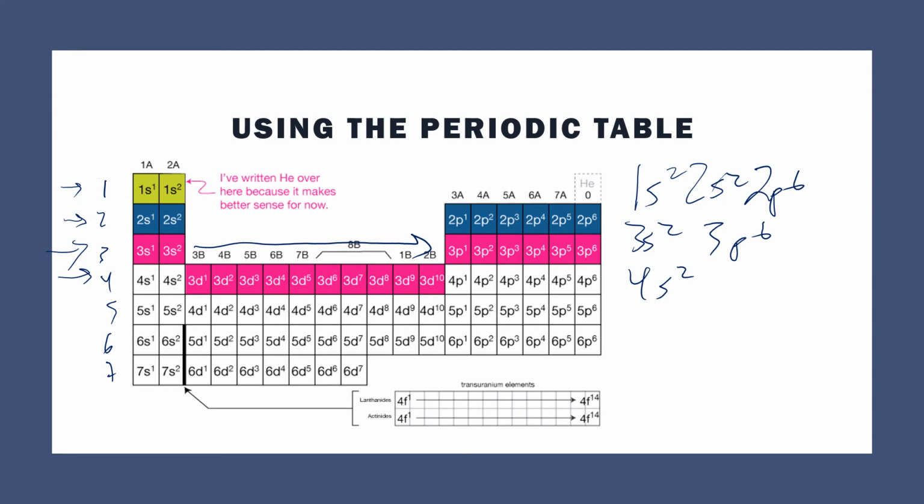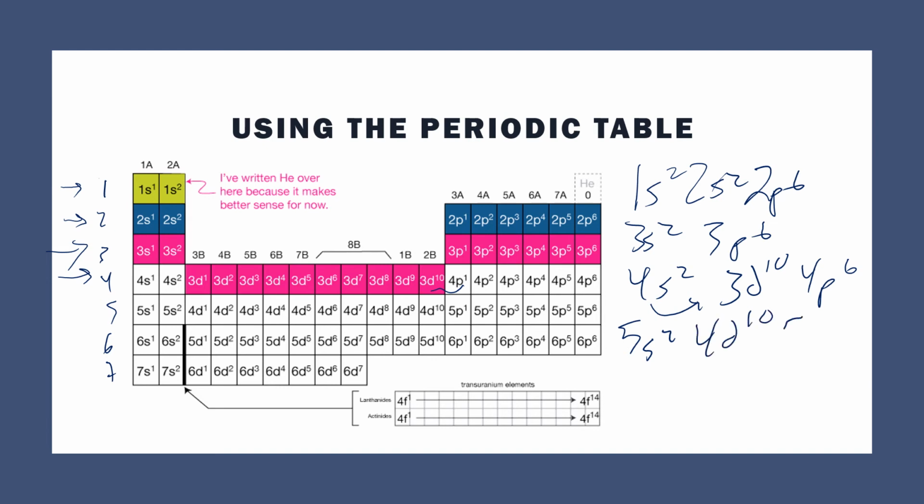Now this is weird, the transition metals get funky. When you go into the D block, you kind of go backwards. D starts with 3. You start numbering D with 3. So after 4s comes 3d, and d can hold up to 10. But then it goes right back up to p, 4p, up to 6. And then 5s2, 4d10, 5p6.